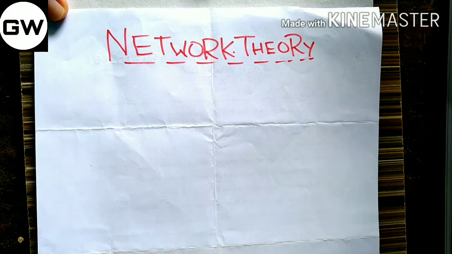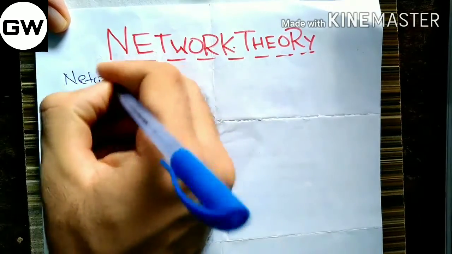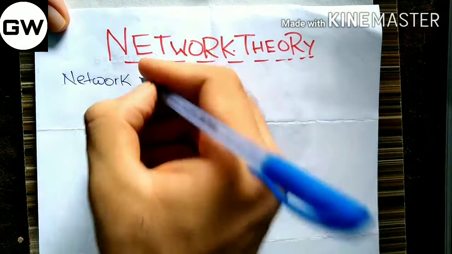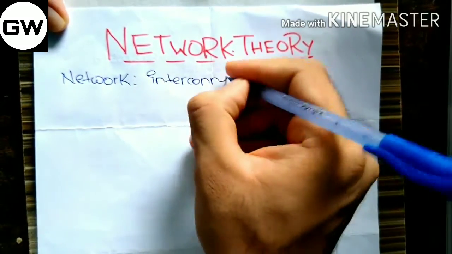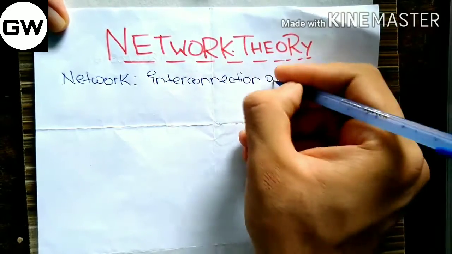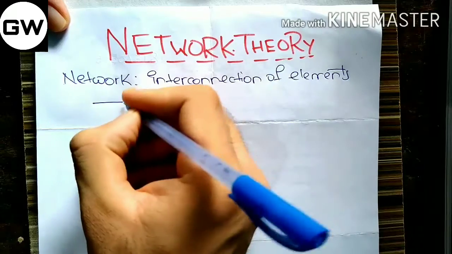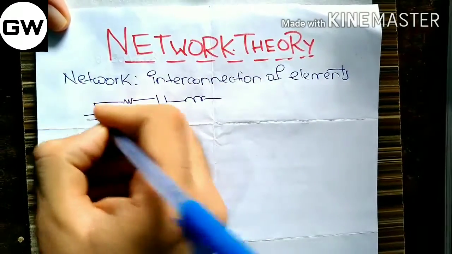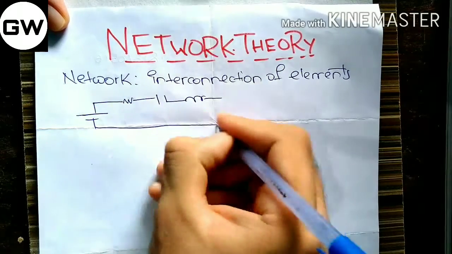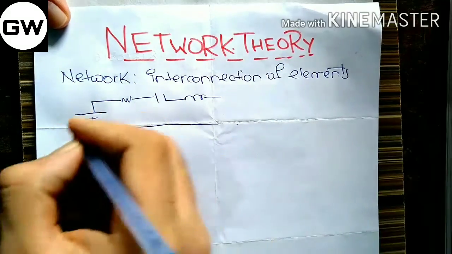In this session I will be explaining the basic fundamentals of network theory. So basically, what is a network? A network is nothing but the interconnection of elements. Interconnection of elements is known as a network. It may be like this: a resistor, capacitor, an inductor, and a battery. The network may be open or may be closed.